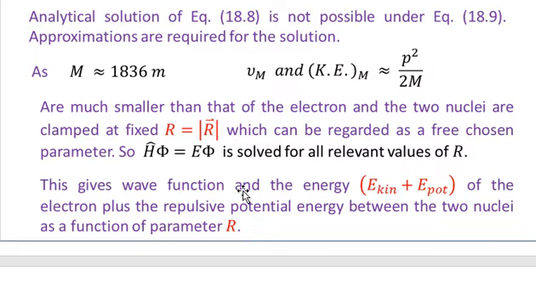So this gives a wave function phi, and the energy, which is the total energy, will be equal to the sum of kinetic energy plus the potential energy of the electron plus the repulsive potential energy between two nuclei as a function of R. Here we shall be talking about the kinetic energy of the electron. The kinetic energy of the nuclei can be disregarded because it can be treated as stationary, and we shall find out the repulsive potential energy between the two nuclei as a function of R. So these quantities will be found, and the wave function will also be determined.